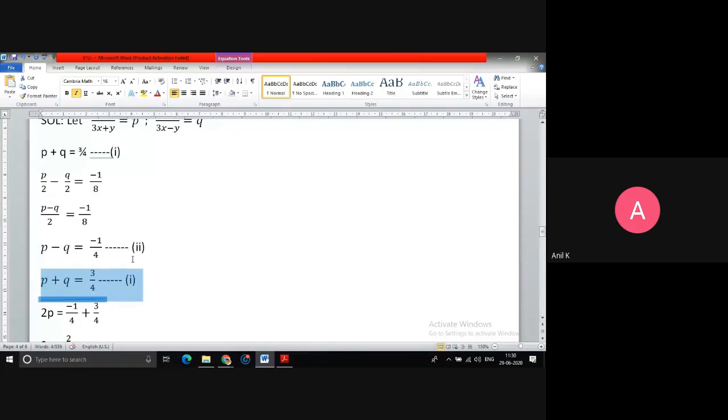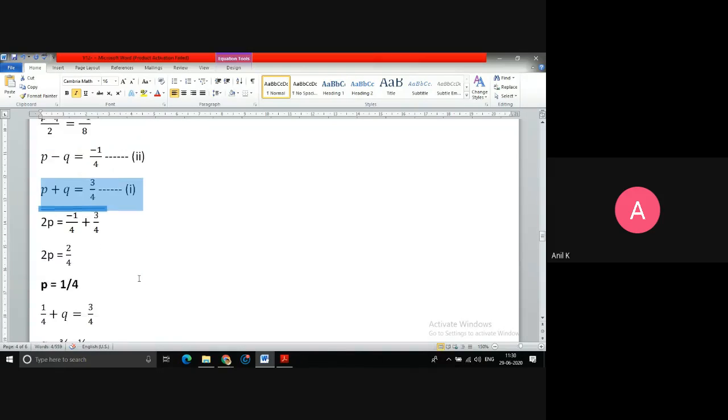Equation 1 is p plus q equals 3 by 4. So I copied this p plus q equals 3 by 4 as it is here. Now if I add them, q has negative sign here and q has positive sign here. When opposite signs are there, we are not going to change any signs for the below equation. If they have the same sign in the first and second equation, we change the signs. Here we are not changing the signs because they have opposite signs for q. So minus q plus q, both will get cancelled. Here p plus p is going to be 2p.